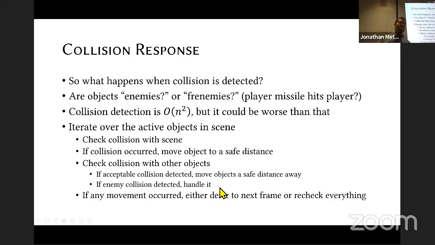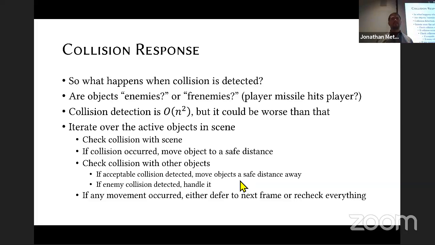So maybe you need to reduce health points, or maybe you're writing a 3D modeler, you make sure that the objects just don't touch each other, or you change the color of the objects so you know that there's a collision. Do something, right? You can do something about it. And then if any movement occurred, then you can either defer it to the next frame or recheck everything.